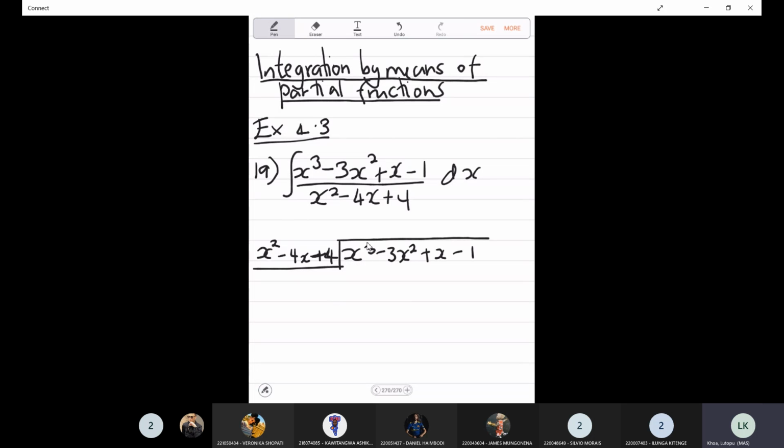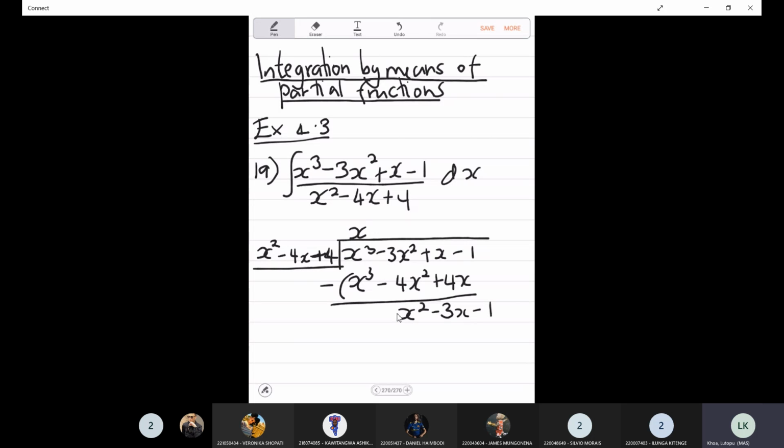Then we divide the way we always do, x cubed divided by x squared. This is x, and then you multiply, get x to the power of 3 minus 4x squared plus 4x. And then you subtract. This is 0. Negative 3 minus negative 4 is positive x squared. And then 1 minus 4 is -3. And then -1 comes down.